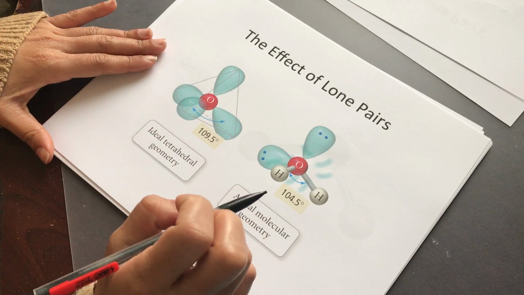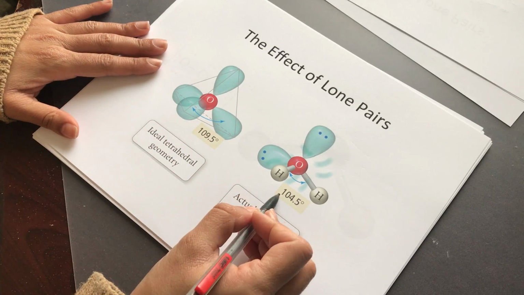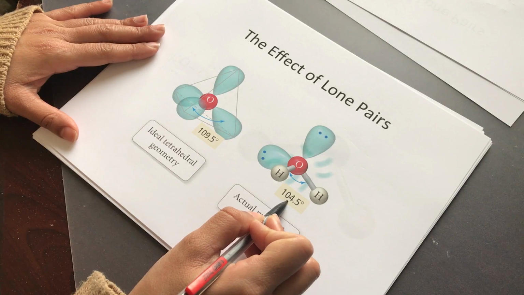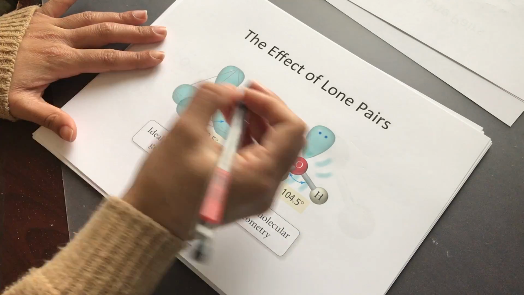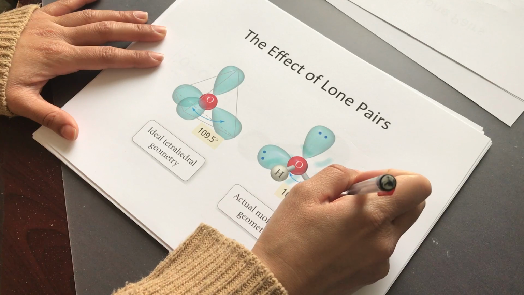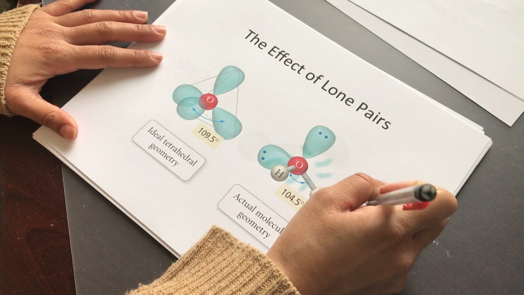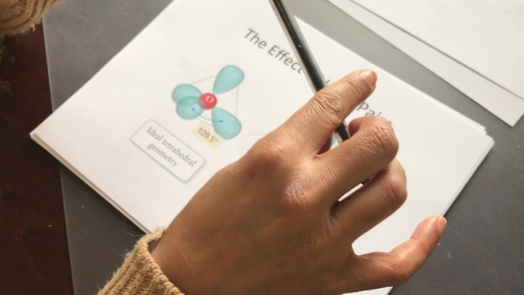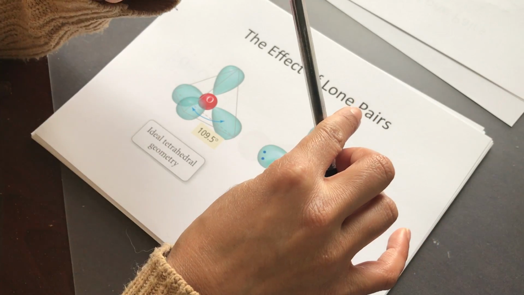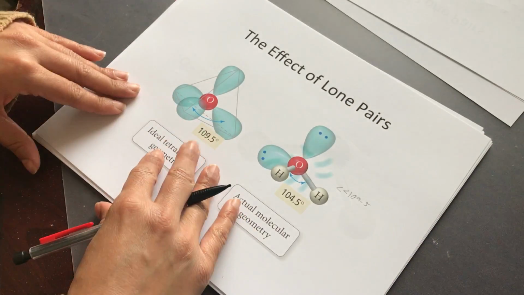Alrighty, so the actual angle for a bent tetrahedral shape is 104.5. Again, I will be totally satisfied with you knowing that that's less than 109.5, since the electron repulsion when there's one lone pair is a little bit less than 109.5, and then when there's an extra lone pair, it bends even more.